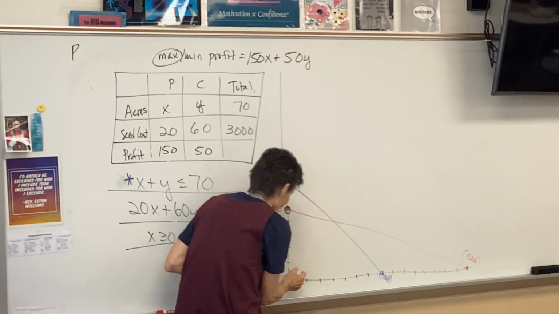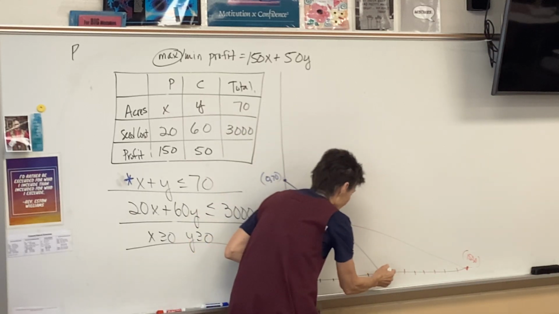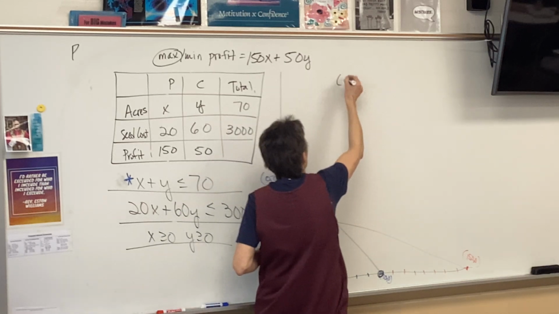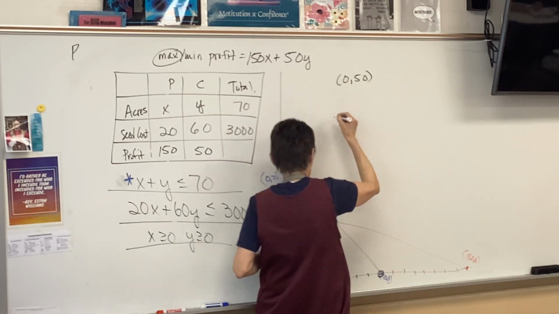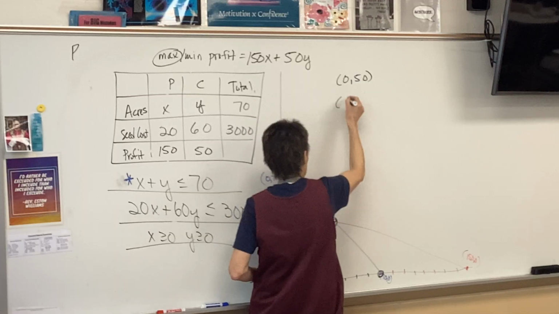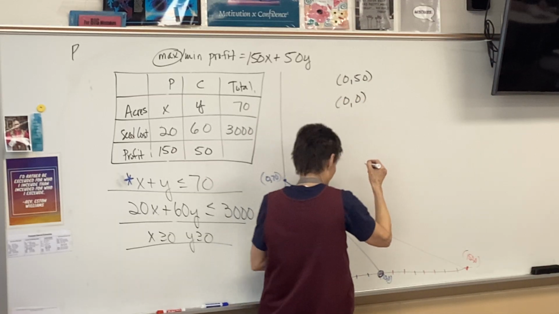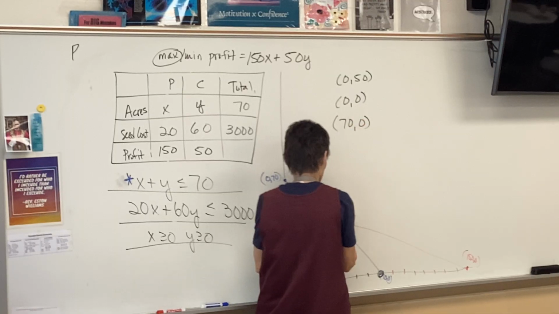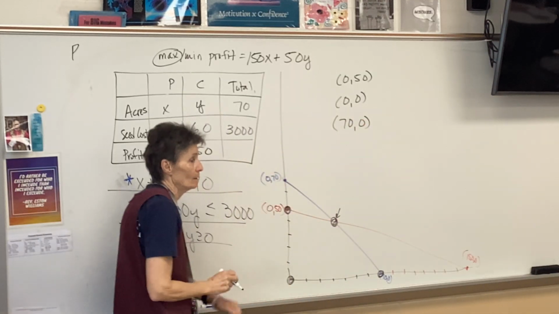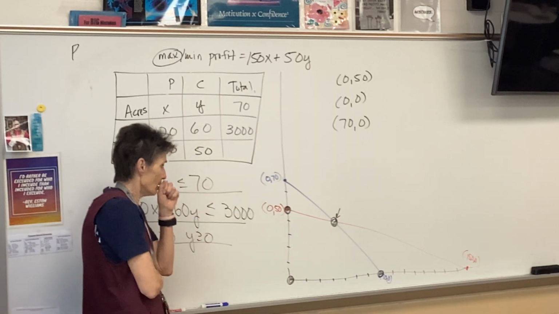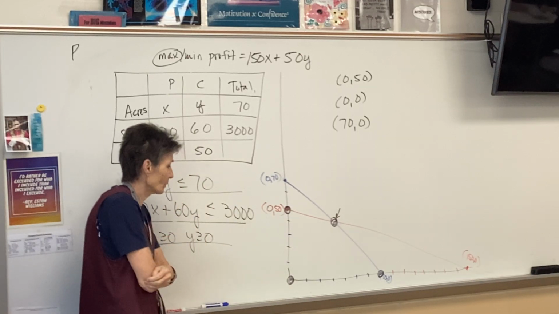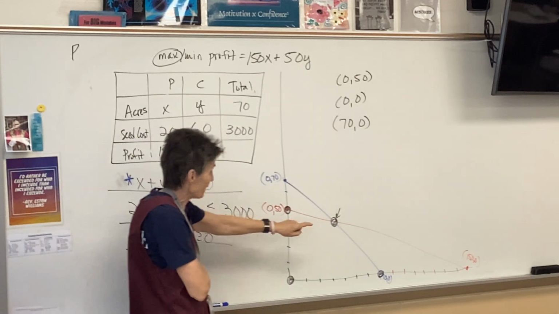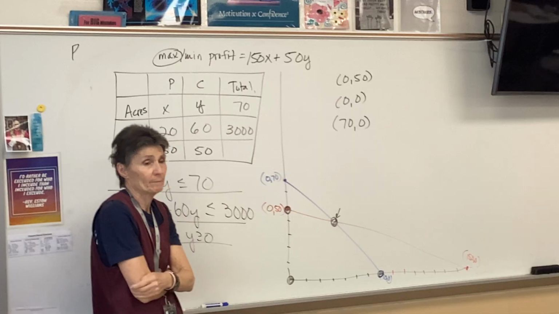And here are the corners of that area. So I'm gonna make a list. 0, 50, 0, 0, 70, 0, or this one. You're not gonna have to do this every time, but you're gonna have to do it a lot of the time. We're gonna have to substitute and eliminate to find that point.